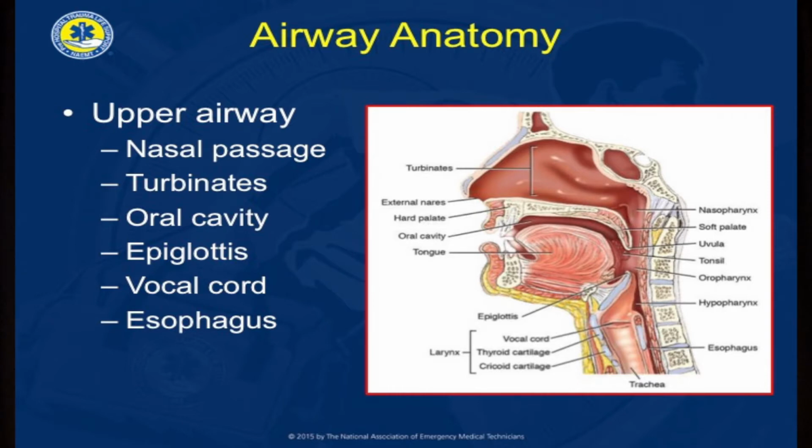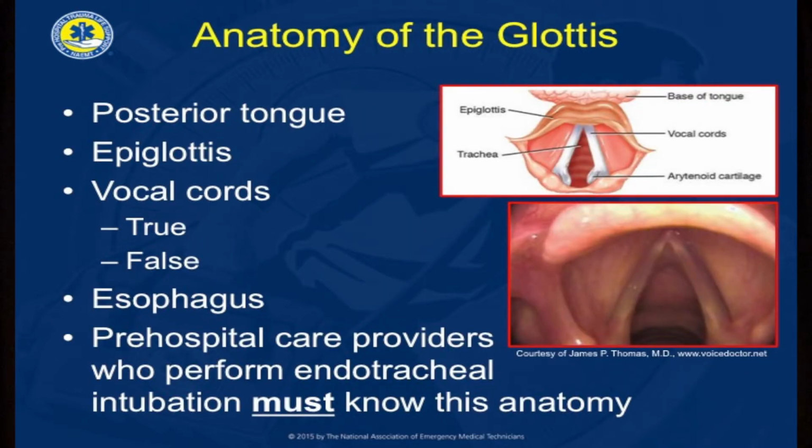into the lower airway. The glottis consists of the posterior tongue, the epiglottis, which is designed to protect or cover or seal the airway when swallowing, the vocal cords, and then the esophagus. You must know this anatomy if you're going to intubate your patient.